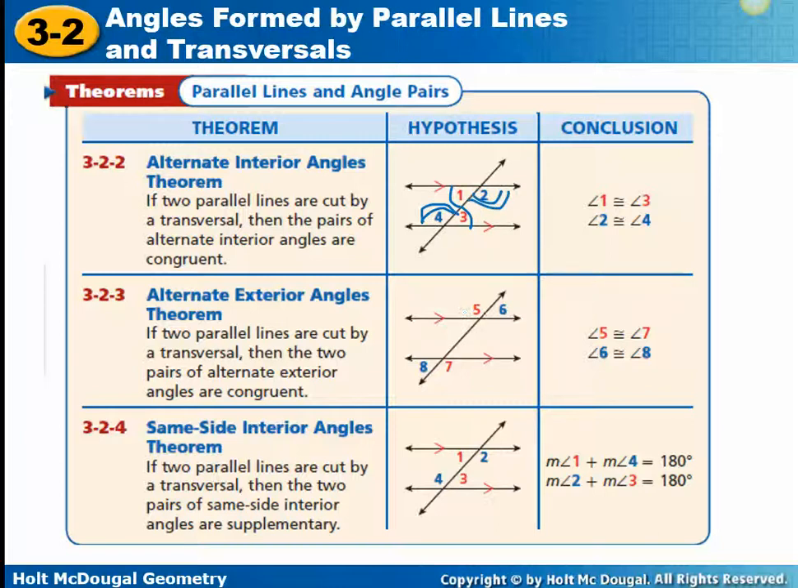And the next theorem, the alternate exterior angles: if you have two parallel lines cut by a transversal, then the alternate exterior angles will be congruent. And same thing with angle 6 and angle 8.